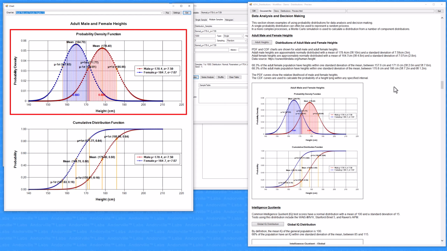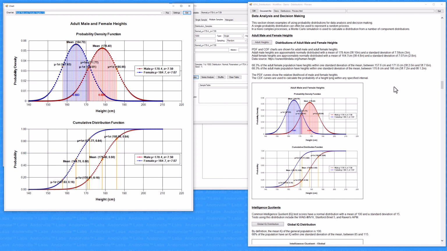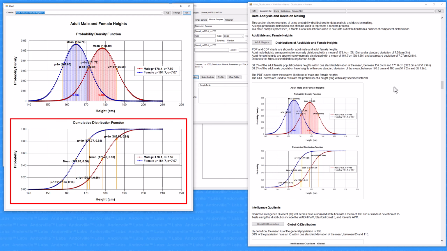The PDF curves show the relative likelihood of male and female heights. The CDF curves are used to calculate the probability of a height lying within any specified interval.